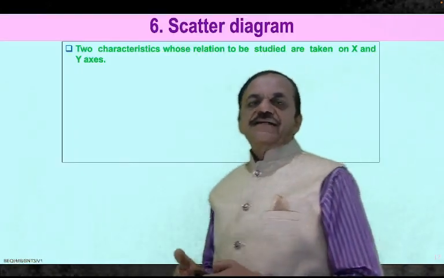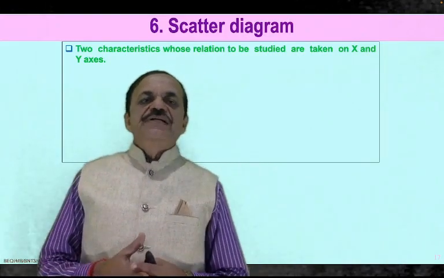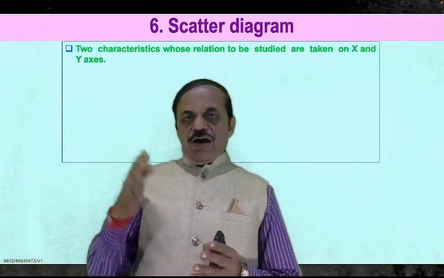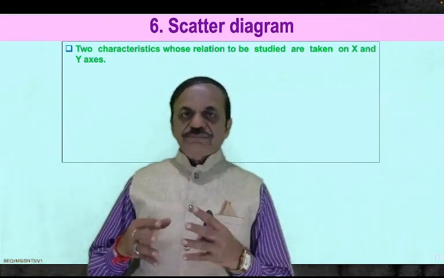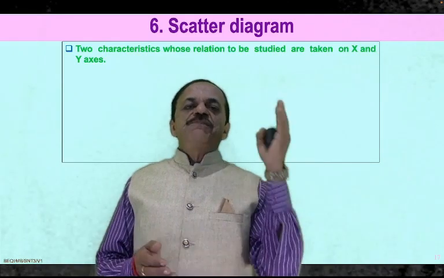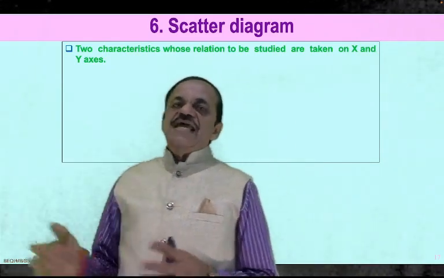Next comes the scatter diagram. Here you take 2 parameters of interest. For example, if I am using petrols of different companies at different times and checking the mileage in my car, output being mileage, mileage is plotted on the y-axis, input being types of petrols, it is marked on the x-axis.